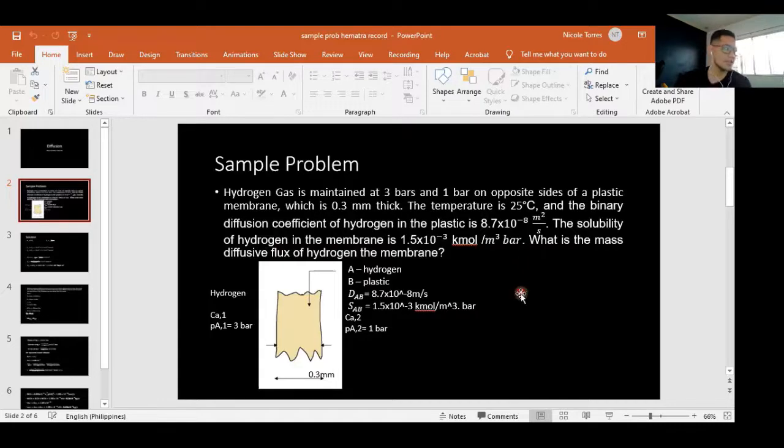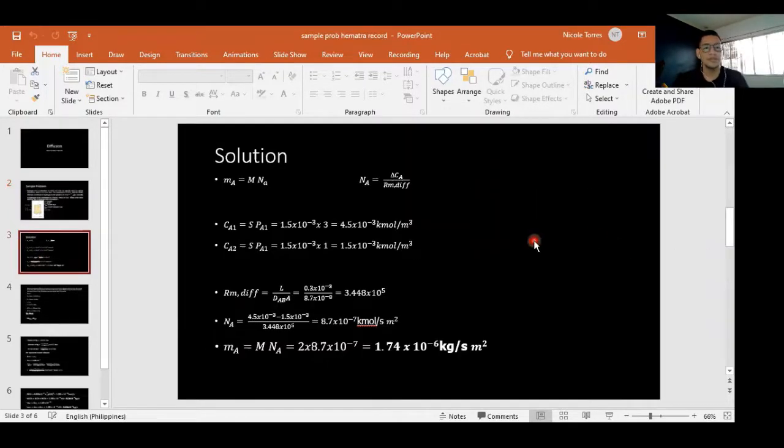So note, this is the given and the drawing. We have the two pressures of hydrogen, PA1 is equal to 3 bar and PA2 is equal to 1 bar. So we have the given as shown in the PowerPoint. We need to find the molar transfer.